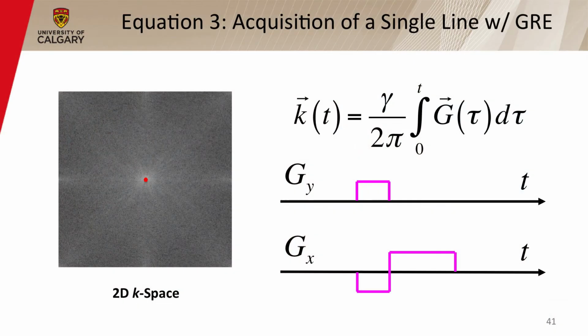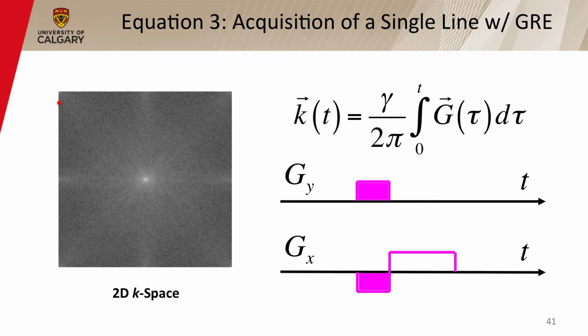Now, let's go back to our equation number 3 just to rehash some of the things that we're talking about. So if we think about the acquisition of a single line of K-space with a standard gradient echo with no fancy stuff going on, no diffusion, no spoiling, no nothing, it would look something like this. So we apply the phase encoding gradient at the same time as our readout dephaser.